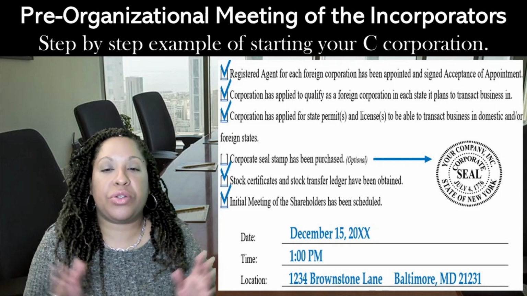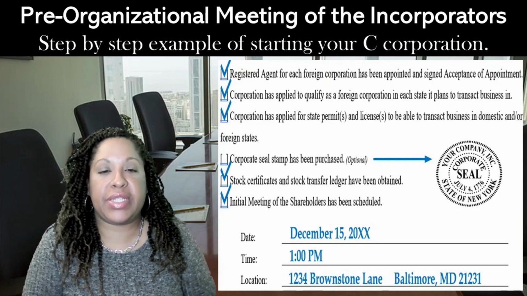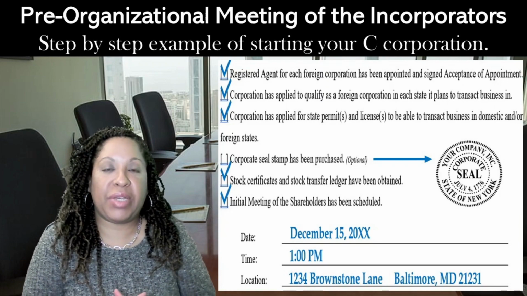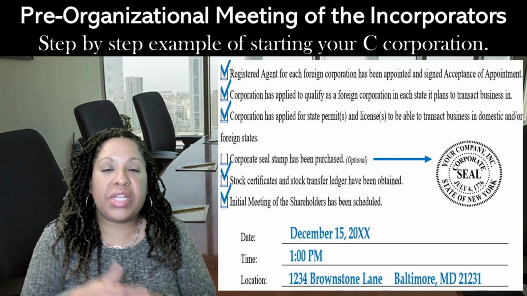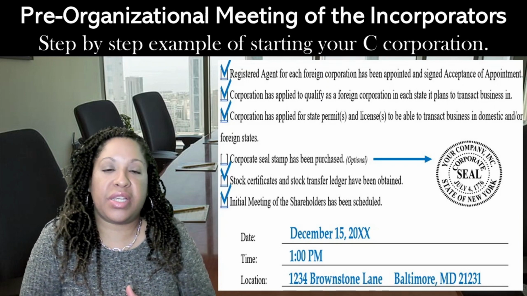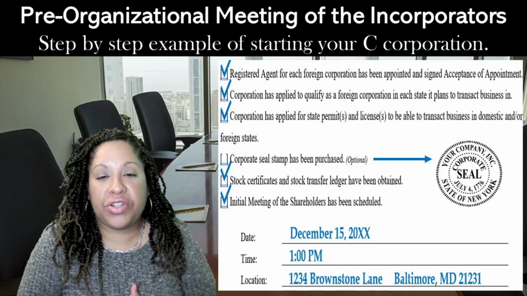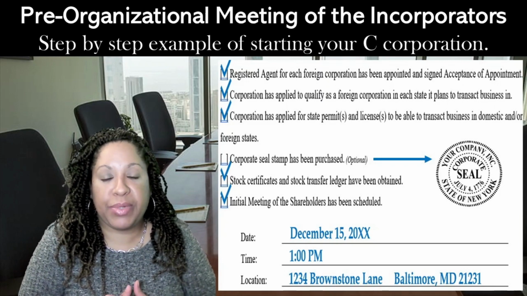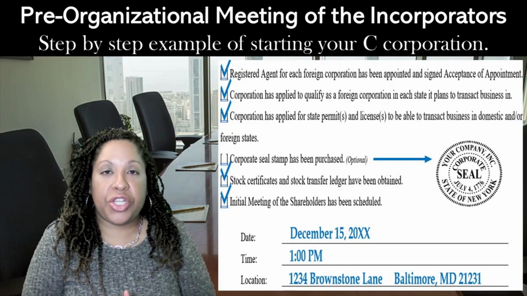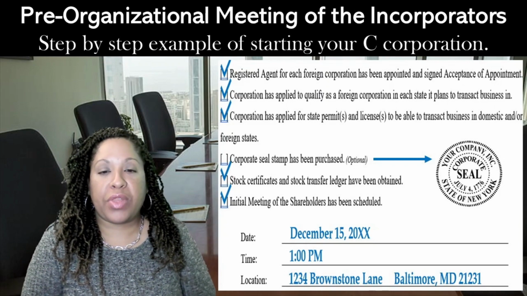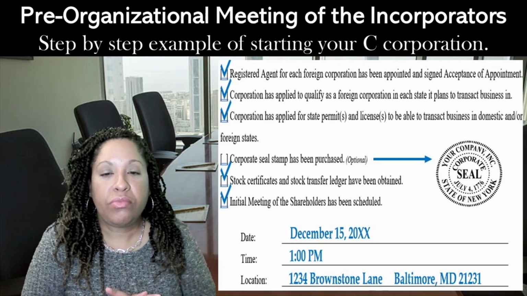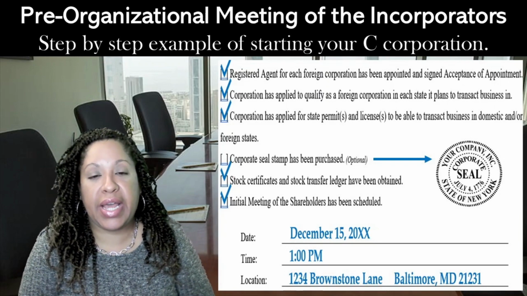So that's totally optional. In this situation, they're not going to have a seal, but I just at least wanted to bring that up because a lot of people tend to go that route, and there's nothing wrong with that. It's good to have. Stock certificates and stock transfer ledger has been obtained. That has to do with when you're issuing stocks. So we're going to check that off and say that they've done that.